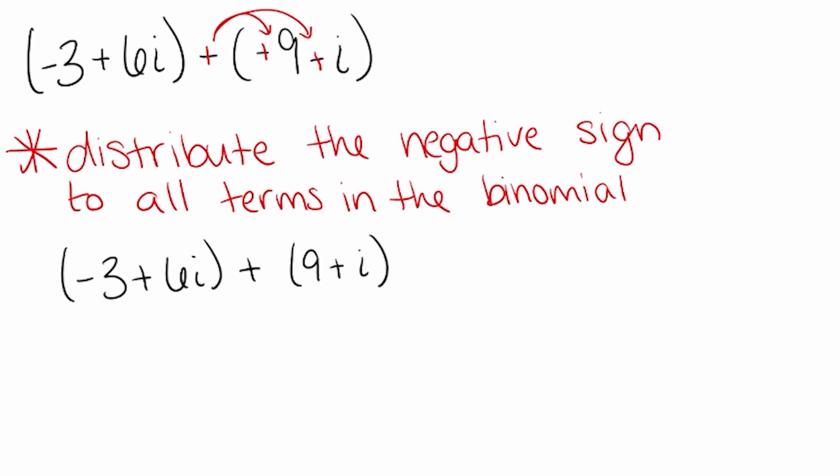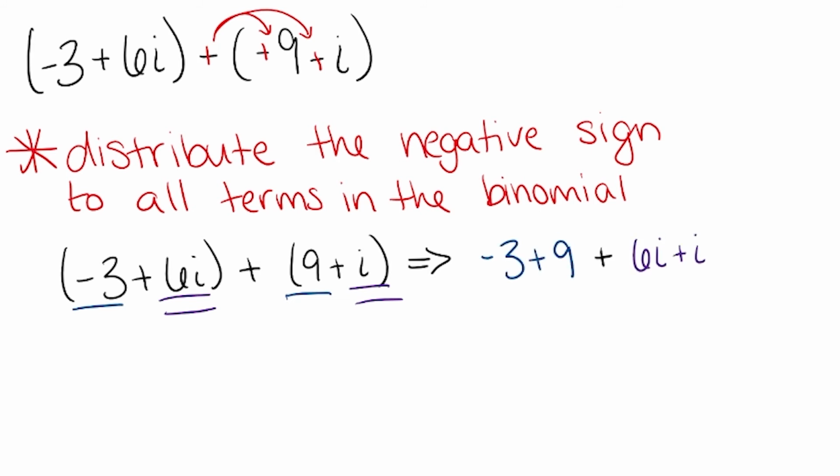And now we'll add just like we practiced before. We'll identify our like terms. Negative 3 and 9 are like terms, and 6i and i are like terms. So this becomes negative 3 plus 9 plus 6i plus i. And our final answer is 6 plus 7i.